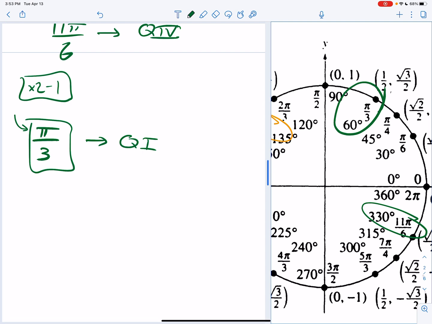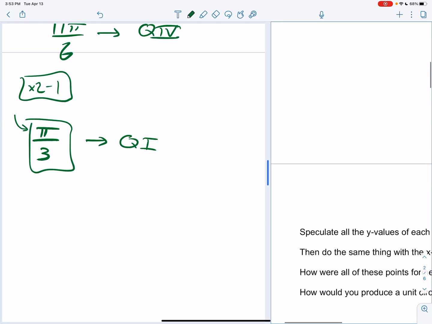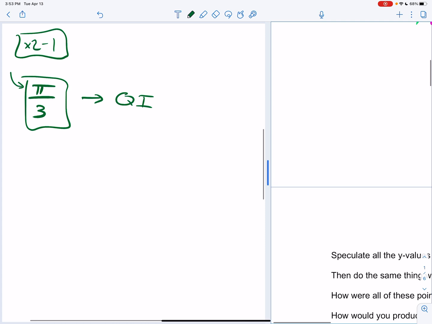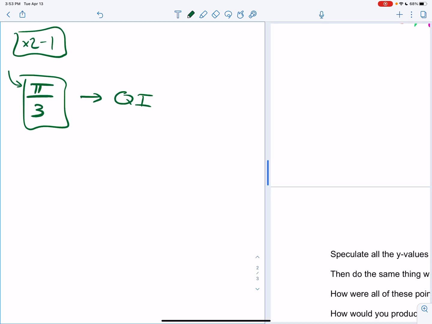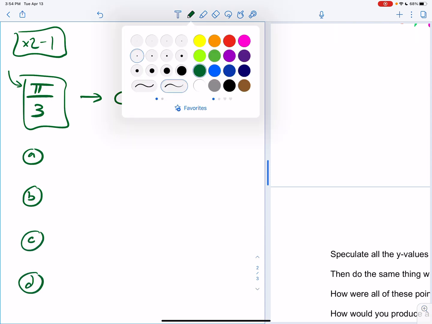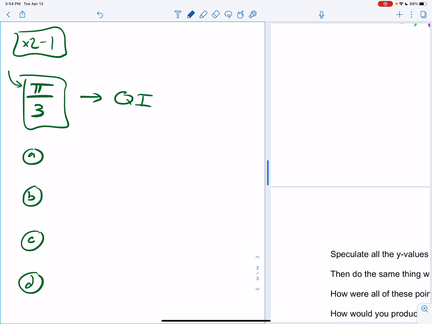Okay? So let's practice that a little bit before we move on. So I'm going to list 4 of them for you here. And I want you to figure out where you are. And that's it. So here we go. Part A, B, C, and D. Let's go ahead and figure out what quadrants we're in for the following angles here.